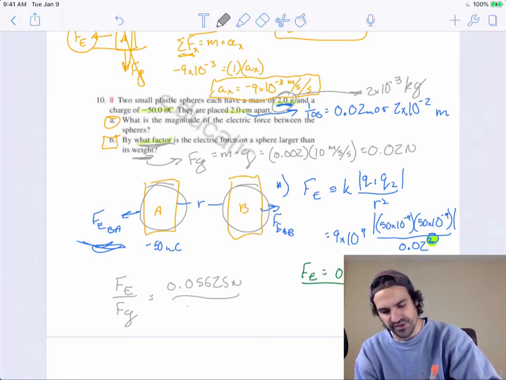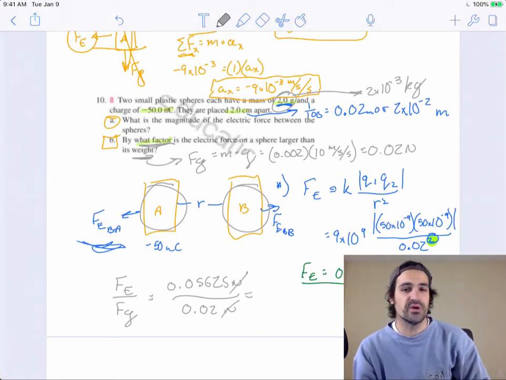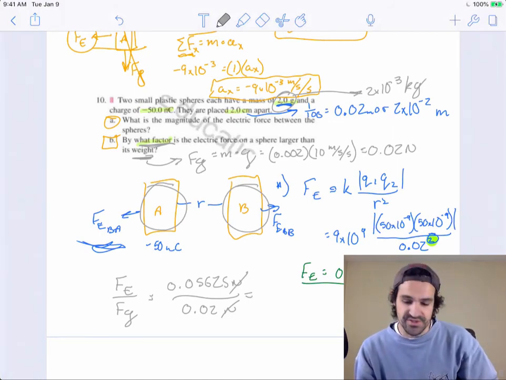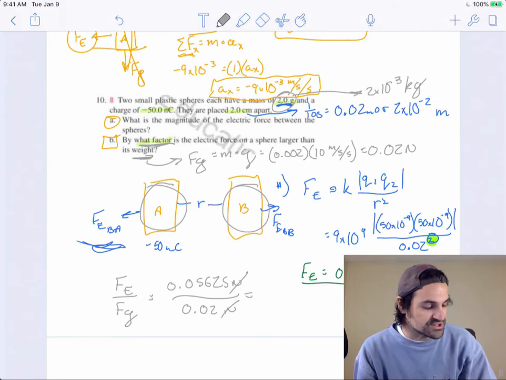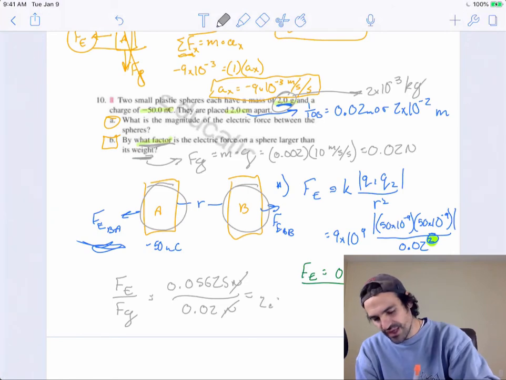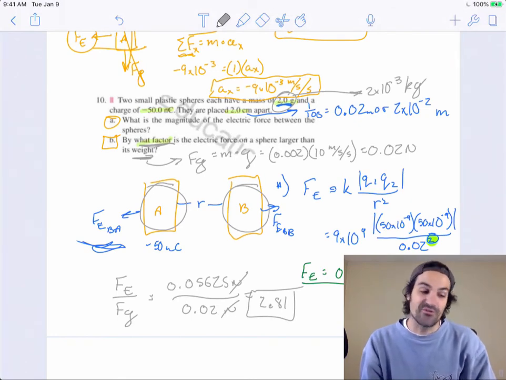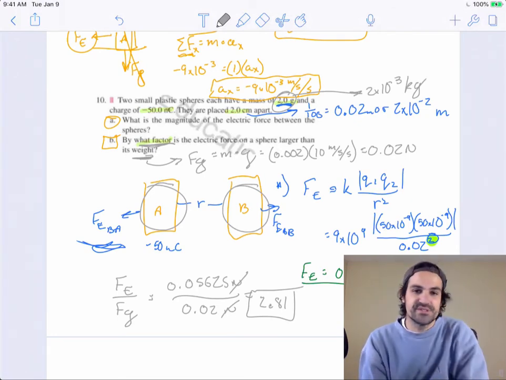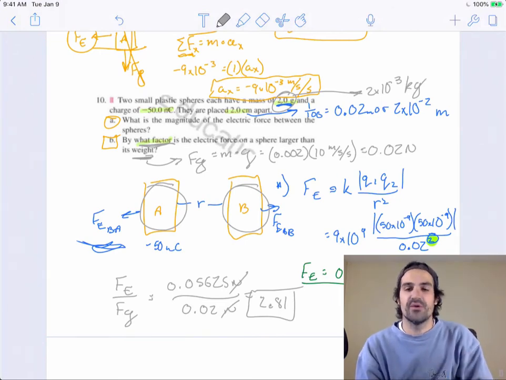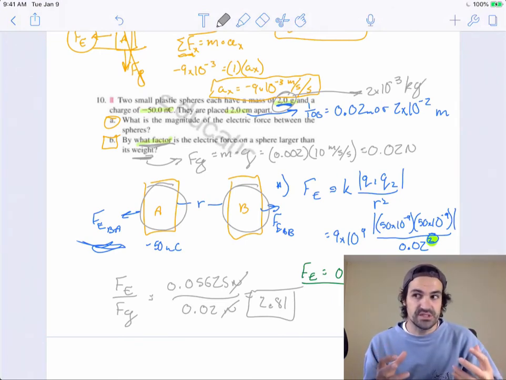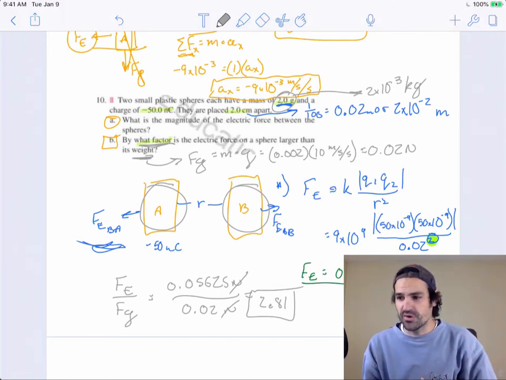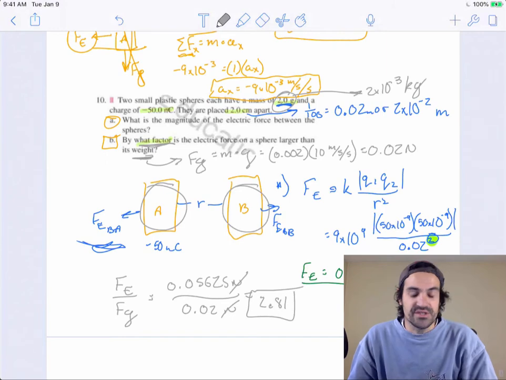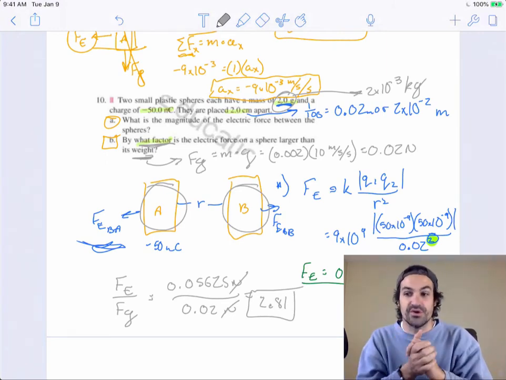So now dividing these out, we have 0.05625 newtons divided by 0.02 newtons. Newtons are going to cancel. Great, we're going to be left with a pure number, which we should be because it's a ratio, it's a factor, it's a fraction. It should just be a number. So dividing that out, we're going to find that the ratio is 2.81, no unit. 2.81 times larger. The big takeaway I want you to get from that is the electric force on this scale is stronger than the force of gravity, especially when you have two electrons repelling each other.